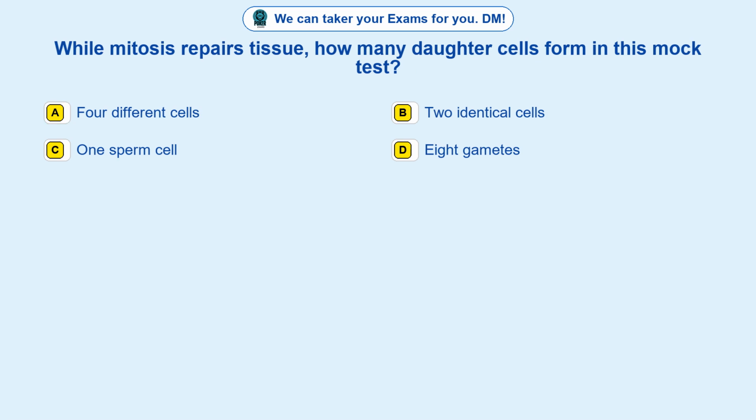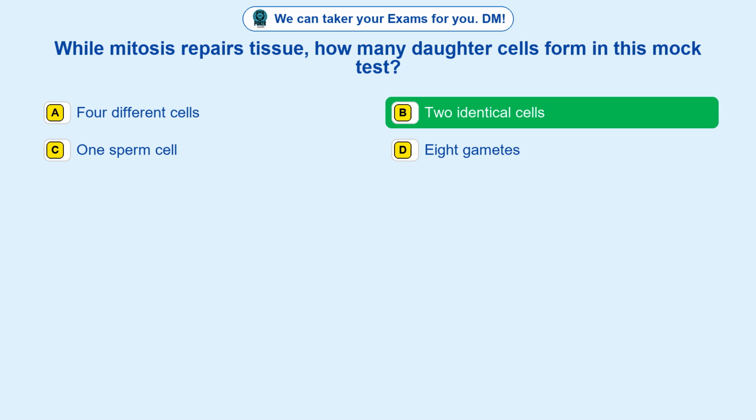Question 24. While mitosis repairs tissue, how many daughter cells form in this mock test? Option A. 4 different cells. Option B. 2 identical cells. Option C. 1 sperm cell. Option D, 8 gametes. The correct answer is option B.